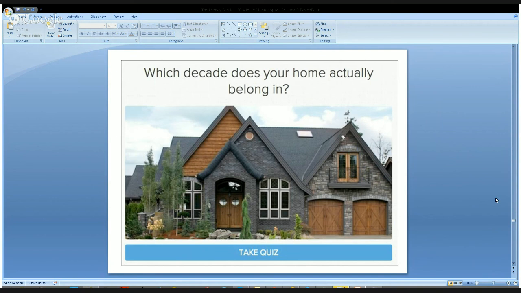But I mean, that is a pretty unique type of capture page, isn't it? How many capture pages have you seen like this? It's unique. It's different. And once again, it's this creativity within yourself. Try and think outside the box.